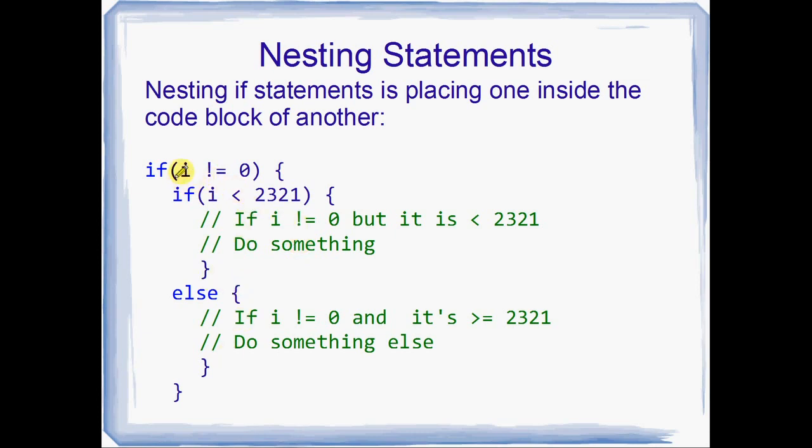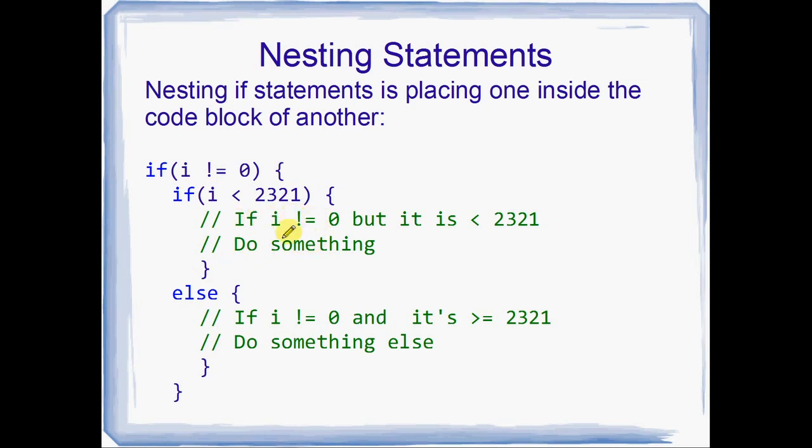Anyway, this is a nested if statement. So we've got here, if I does not equal 0, and straight after that I've opened up the code block for that condition. This opening curly brace here, its matching pair is right down the bottom, this one down here. So if I does not equal 0, we open up a code block, and the first thing we've got inside the code block is another if statement. If I is less than 2321. And that's got its own code block, open and close curly brackets.